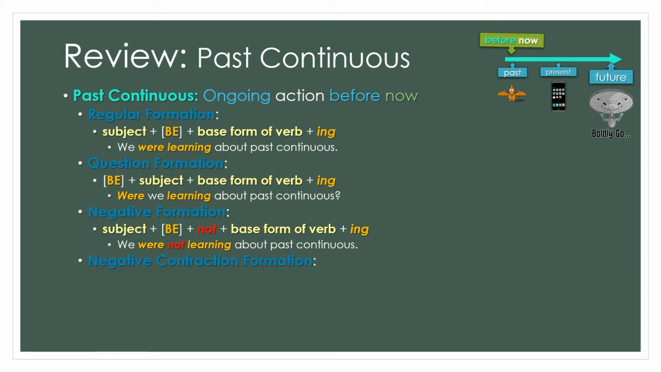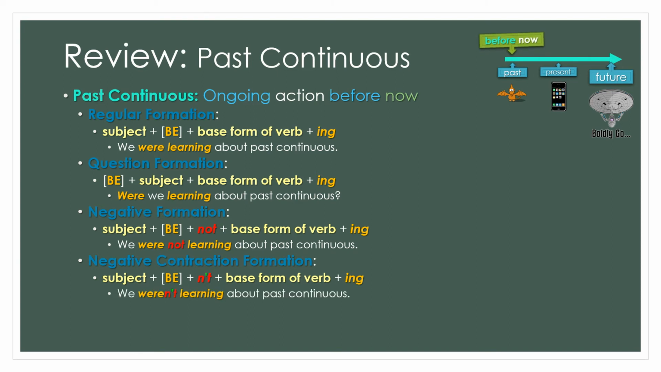If you want to have the contraction form of the negative, you have the subject plus the appropriate form of the verb be in the past tense. You add n't to the end of the appropriate form of the verb be in the past tense, and then you have the base form of the verb plus ing. For example, we weren't learning about past continuous.